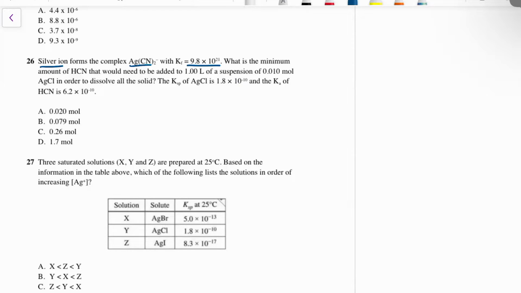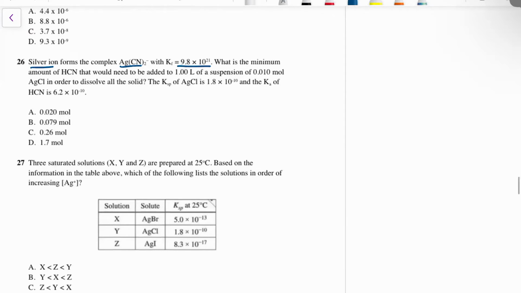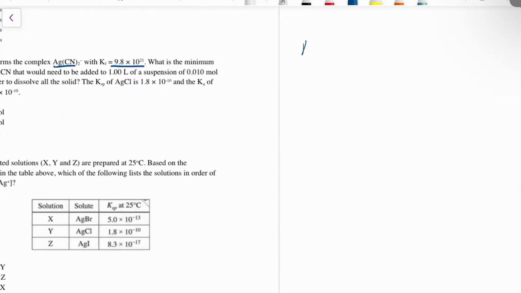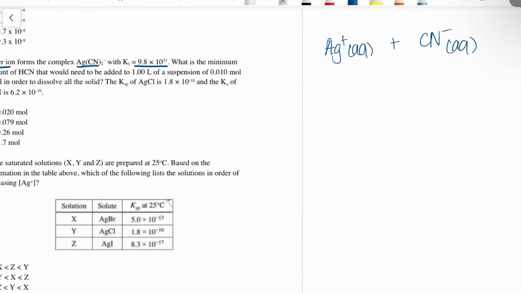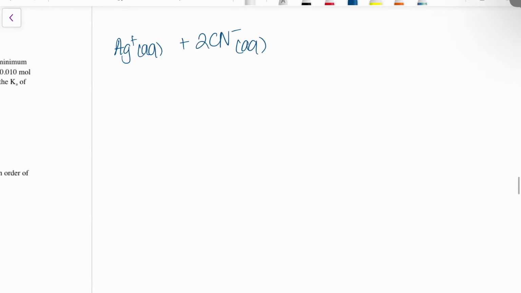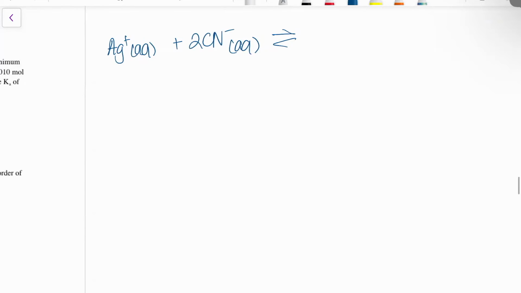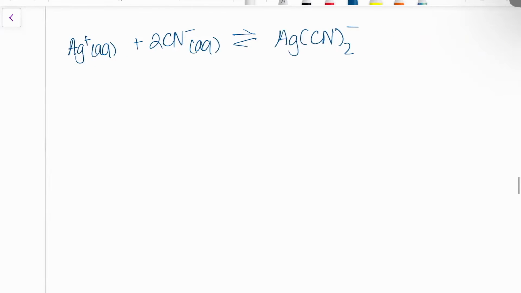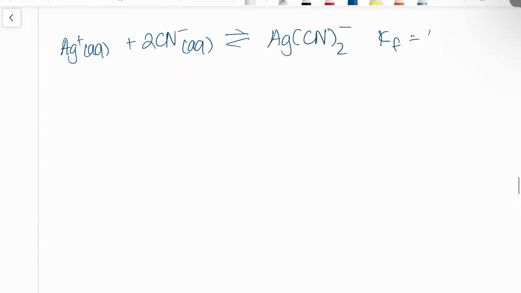Okay, so first sentence, I get one reaction. Silver ions form a complex Ag(CN)2-. So that's Ag+ ions reacting with cyanide ions. And because there's Ag(CN)2-, there has to be 2 here. And it's a reversible reaction because I've got my equilibrium constant. So that's going to be Ag(CN)2-, and that's Kf is 9.8 by 10 to the 21.